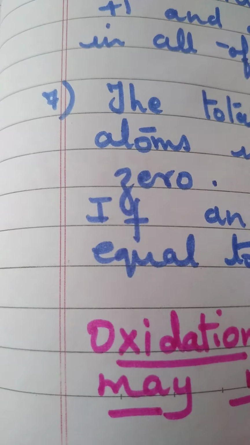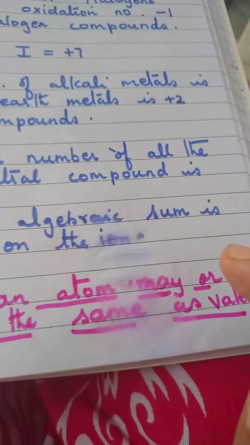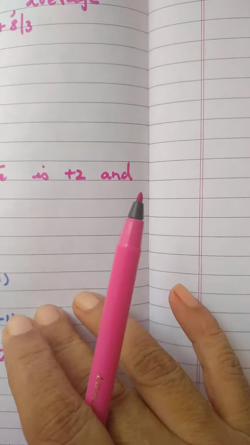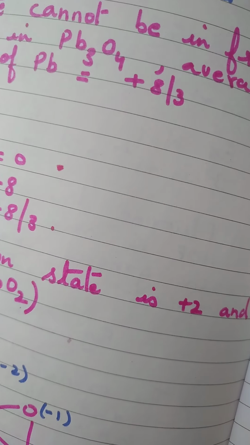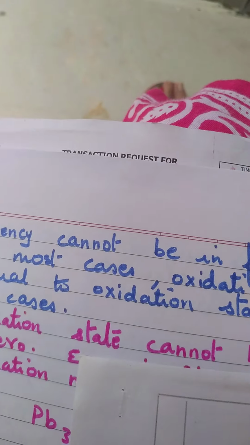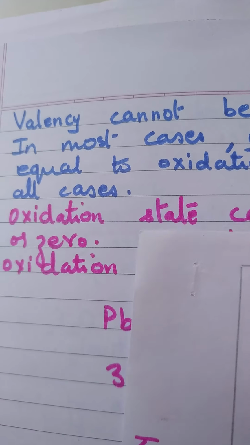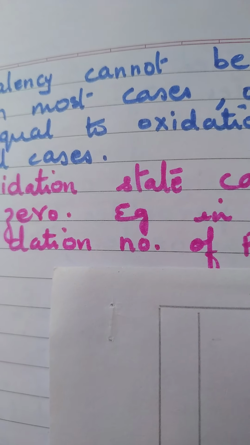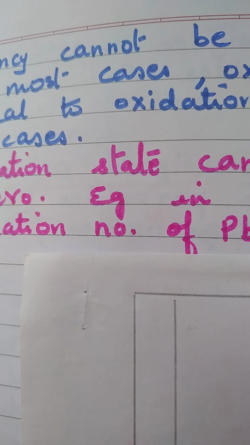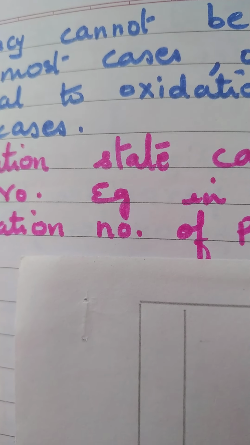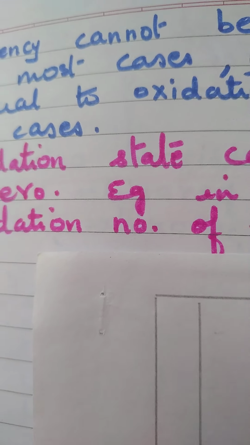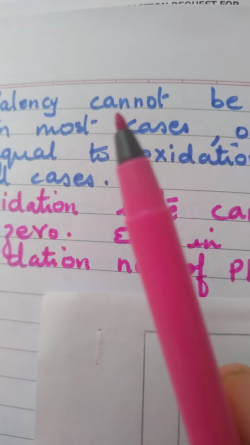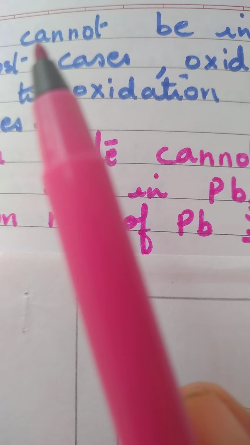Next, oxidation number of an atom may or may not be the same as valency. Let me remind you, what is valency? Valency is the combining capacity of an atom, that means how many electrons it can lose, gain or share. But once it loses, gains or shares, that means it forms a covalent bond or a coordinate bond, the resultant charge on an atom in that compound will be known as oxidation number or oxidation state. Valency can never be in fractions.